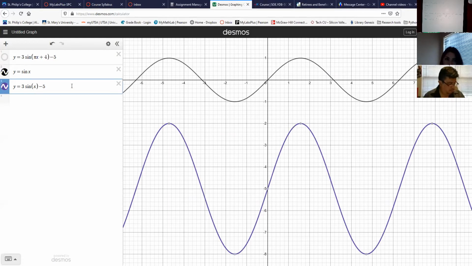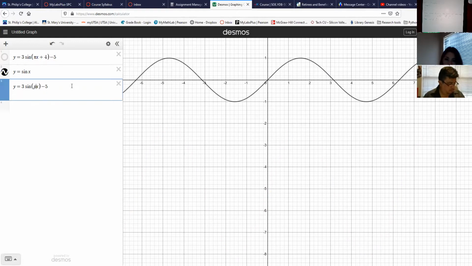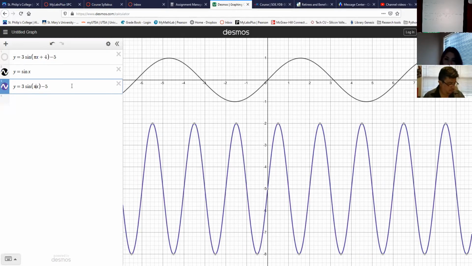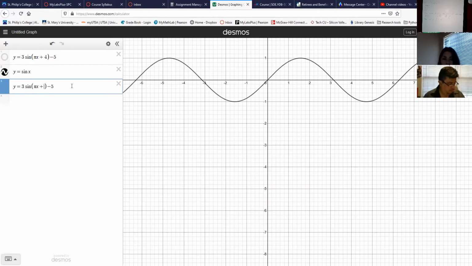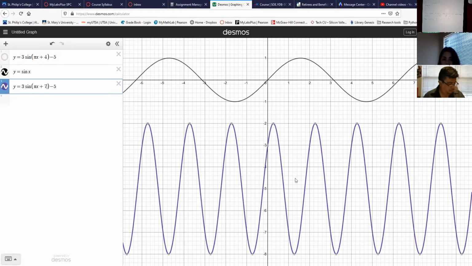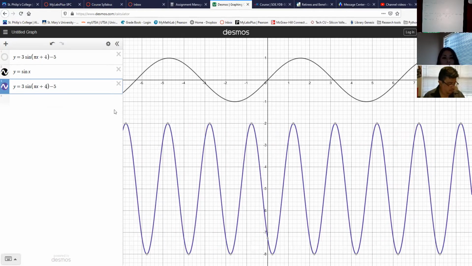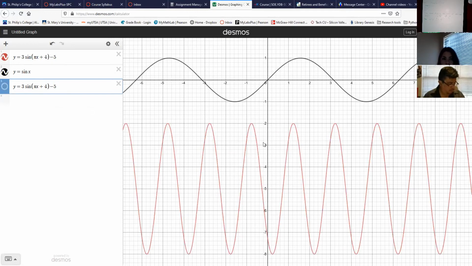Now, if you put a pi there, it's going to affect the period, right? So now it's cycling pi times faster. And now if I add that 4 inside, it shifts horizontally. So little by little, we're transforming the original function here into the red one.